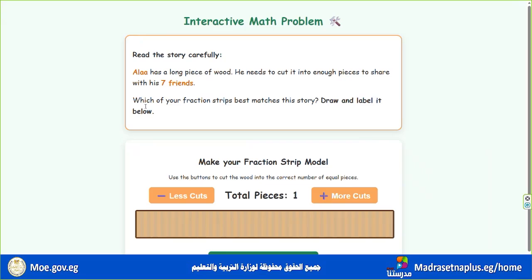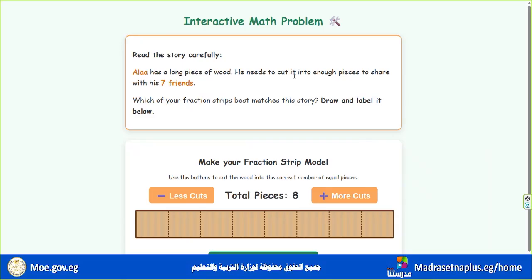Which of your fraction strips best matches this story? You can use this bar. Let's divide it into what? 7 parts? No, 8 parts. Why? Ala has 1 piece. Now we have 2 pieces, so we get 2 halves. Now 3 parts, that means 3/3. 5/5. Yes.